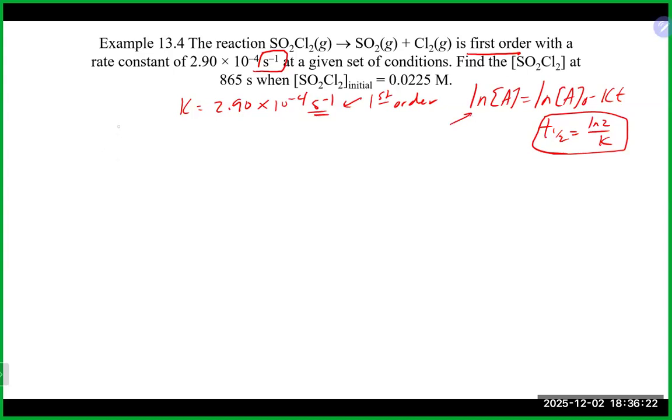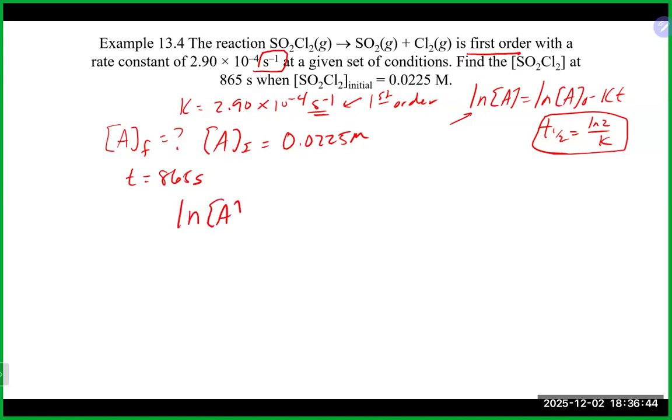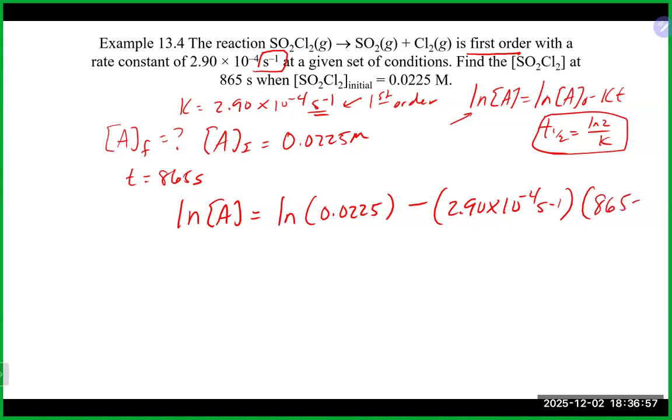And we are looking for our final concentration. And we have our initial concentration here of 0.0225. I'm just going to write A instead of the whole thing. And we do have the time here of 865 seconds. So putting our values in here, we're going to be looking for our final concentration, our initial 0.0225, minus our rate constant of 2.9 times 10 to the minus 4 reciprocal seconds, and our time, which is 865 seconds.